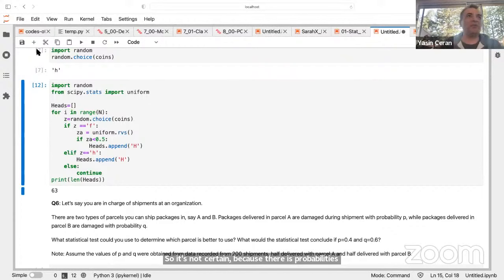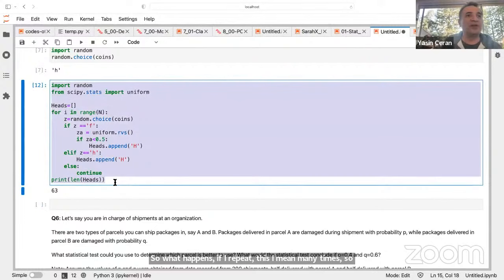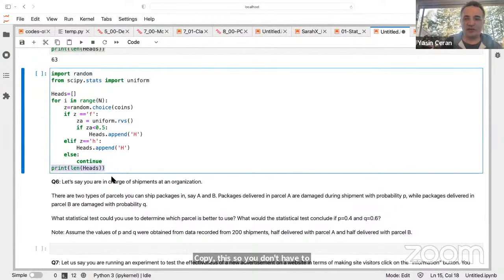So then you may wonder, what if I repeat this experiment so many times? Let's do it very quickly. What's going to happen if I repeat this many times? I'm just going to copy this, so you don't have to write the whole thing. I don't need this one. Now let me call this HL, because I don't want it to be mixed up with the other one. HL, okay.